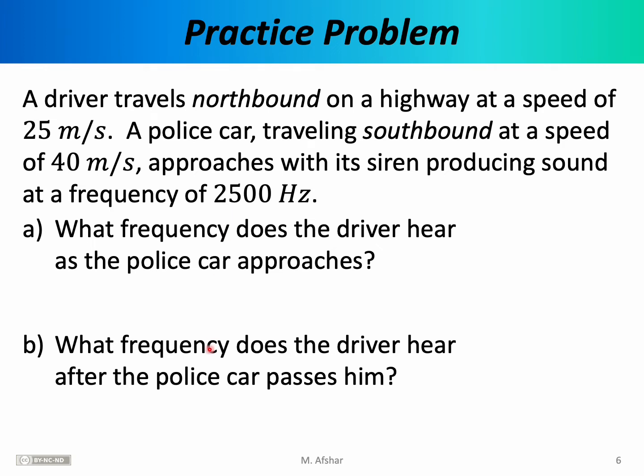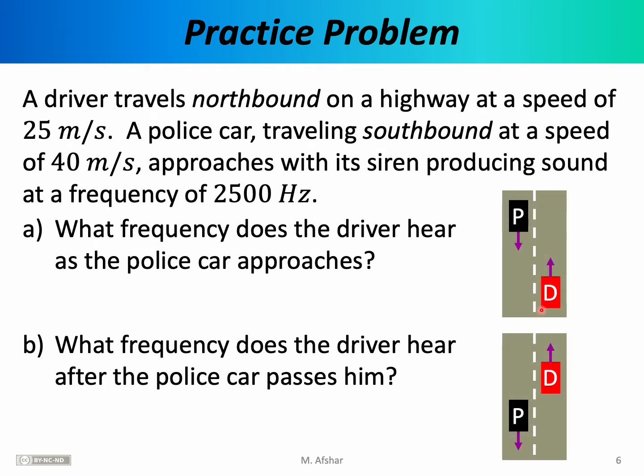Specifically, we want to consider two different scenarios. In scenario A, we want to know the frequency that the driver hears as the police car approaches. And for part B, we're asked what is the frequency that the driver hears after the police car passes him.